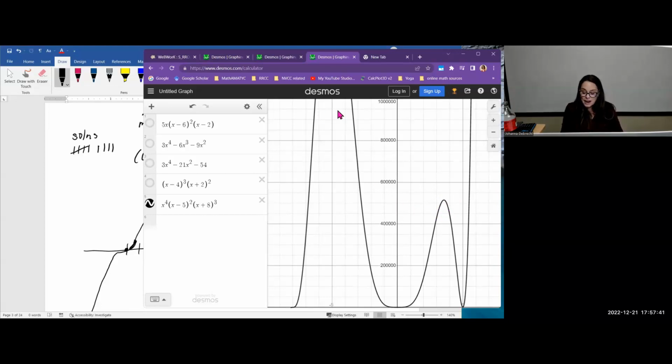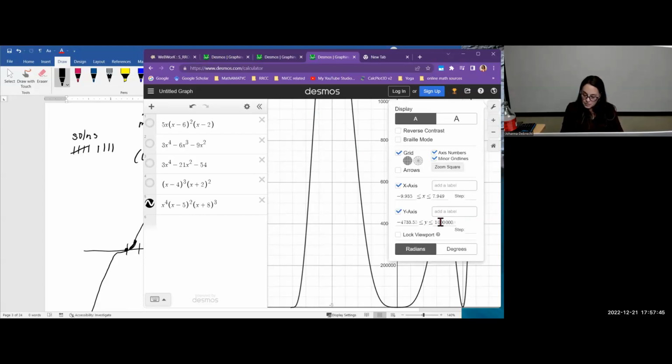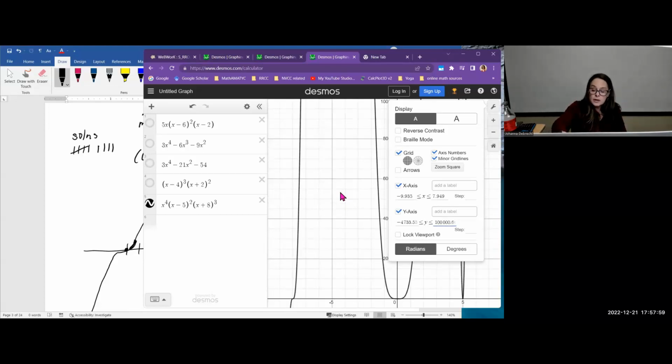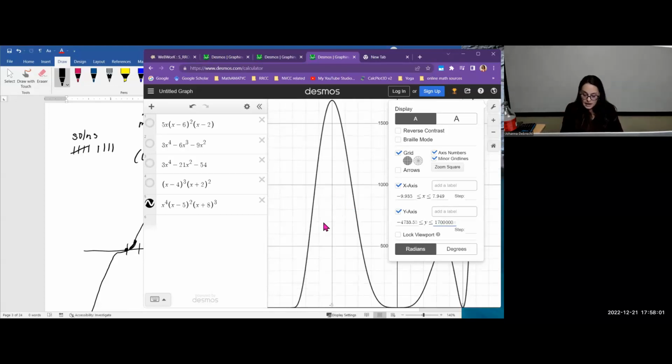But I still haven't found this other one. So I can go up higher still. I could make this 1.5 million by making that a 5. And I'm almost there. So I can tell it needs to go up a little bit higher, not a huge amount. So let's maybe make this 1.7 million. And now I've got it.